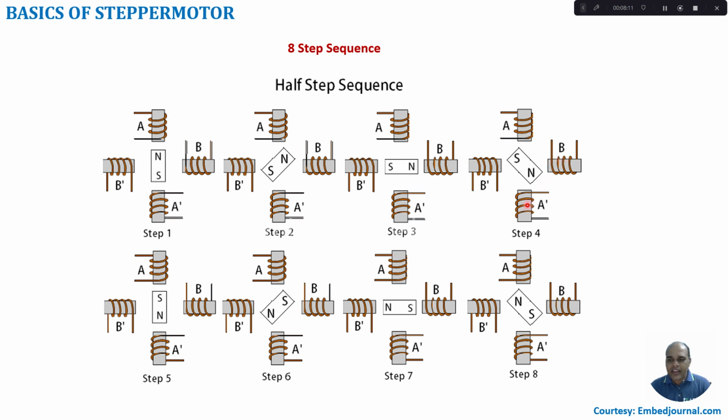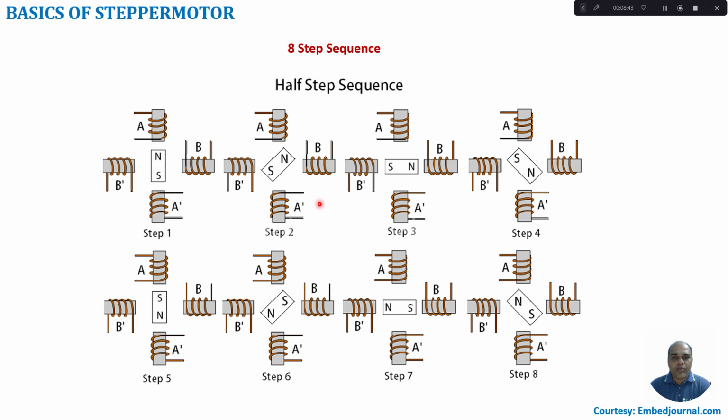Next B and A dash, then A dash alone, then A dash and B dash, then B dash alone, and finally B dash and A. Thereby we take 8 steps to complete one full rotation in the clockwise direction. Again, by changing the coil excitation procedure, we can change the direction of the stepper motor movement.